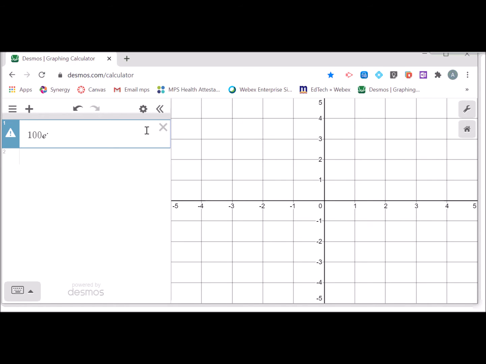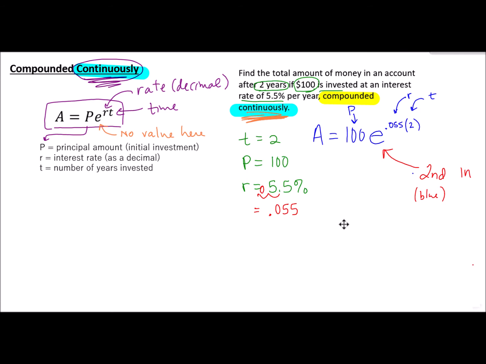And then you would say 0.055 times, oops, look, it dropped me down to the other one. That means I need parentheses around this, so that I can tell it to multiply inside. There we go. So 111.63 should be my number. So A equals 111.63.